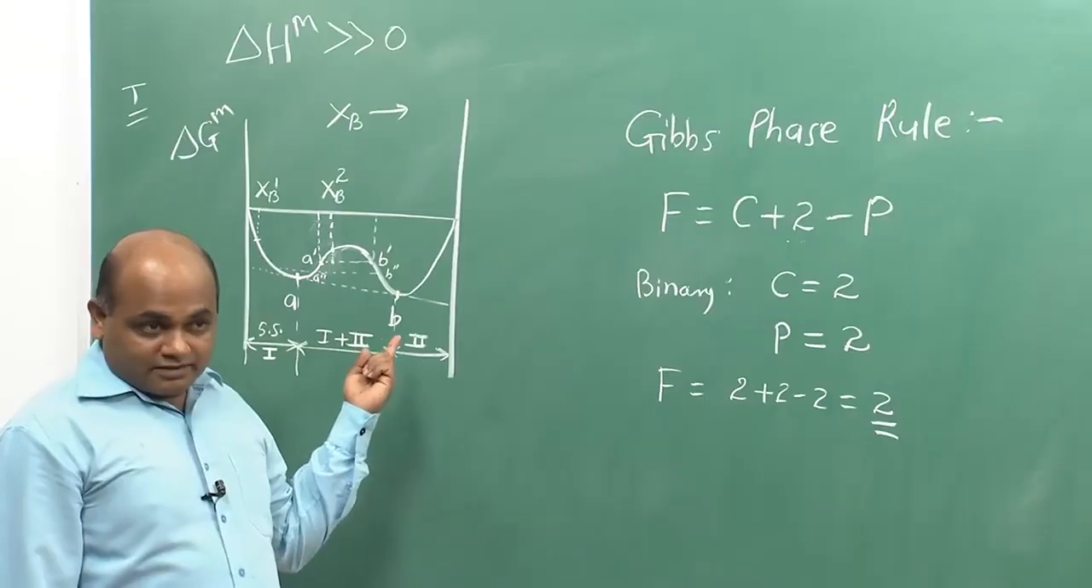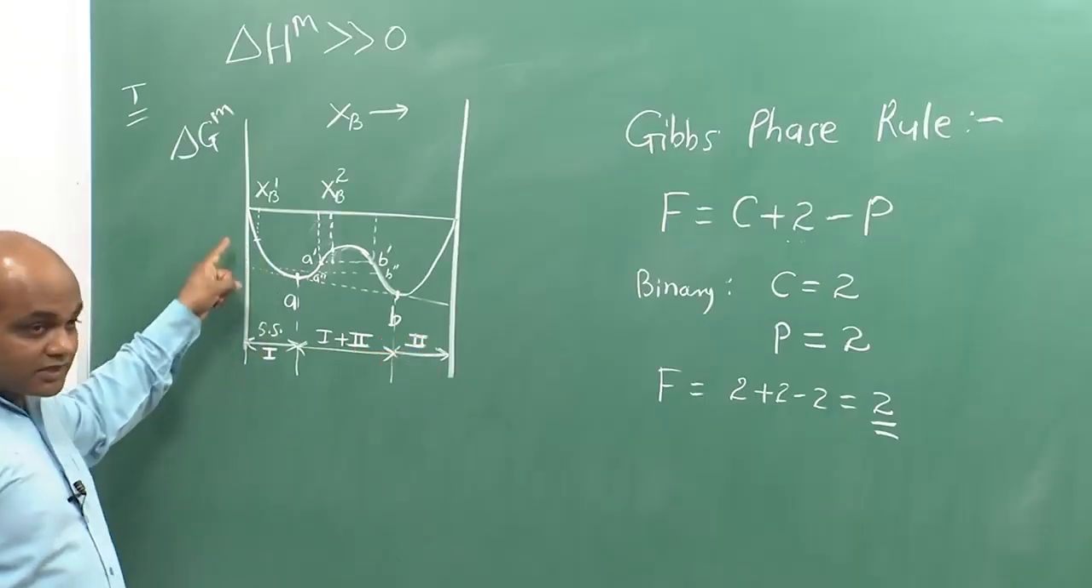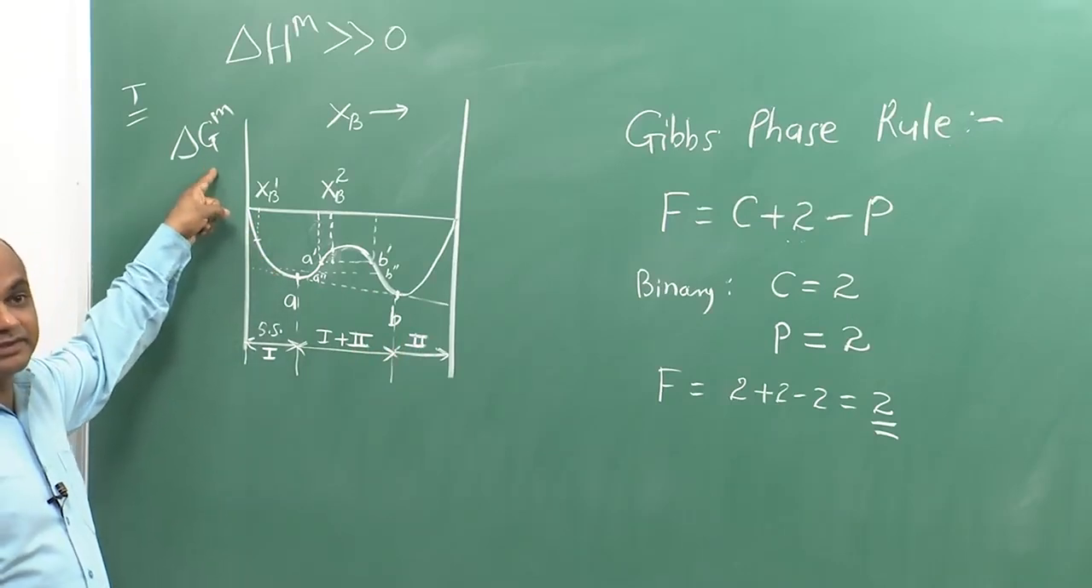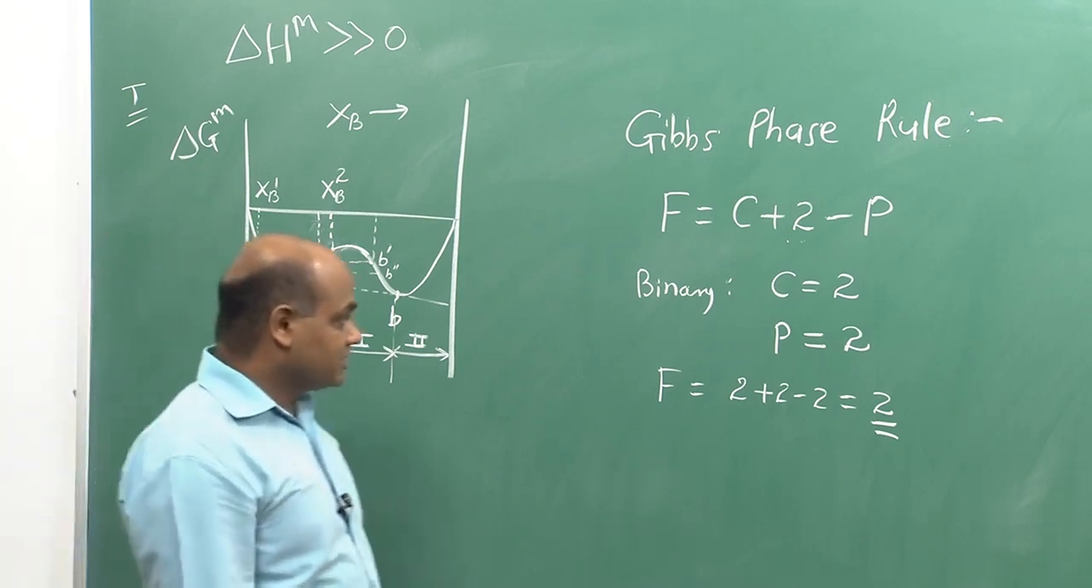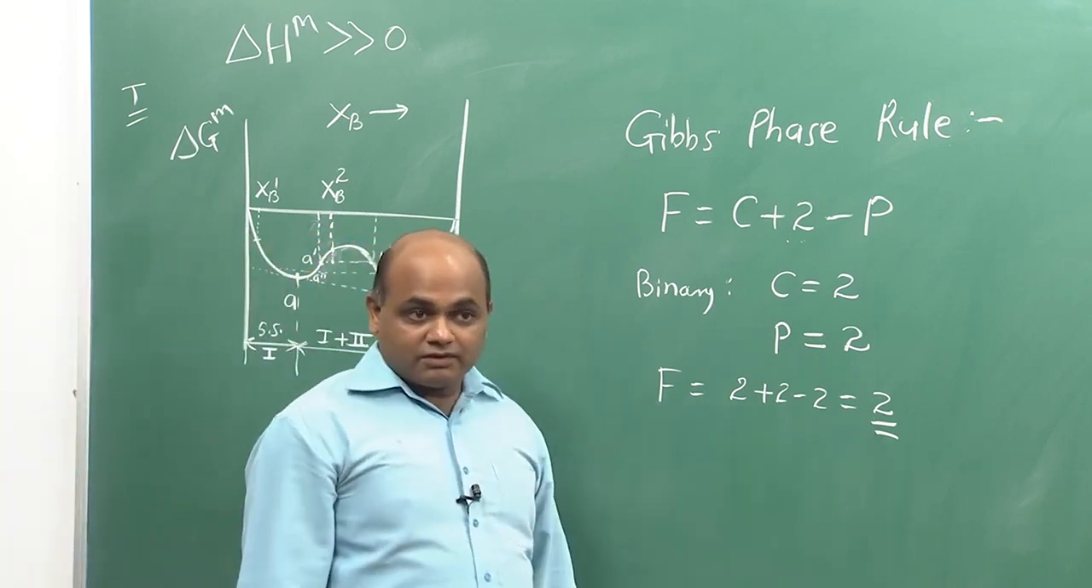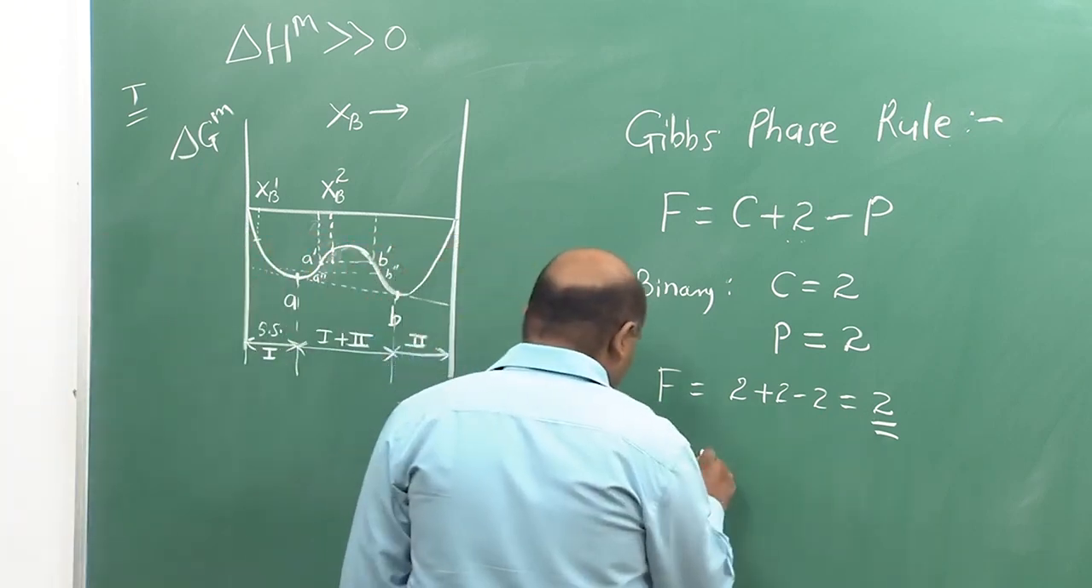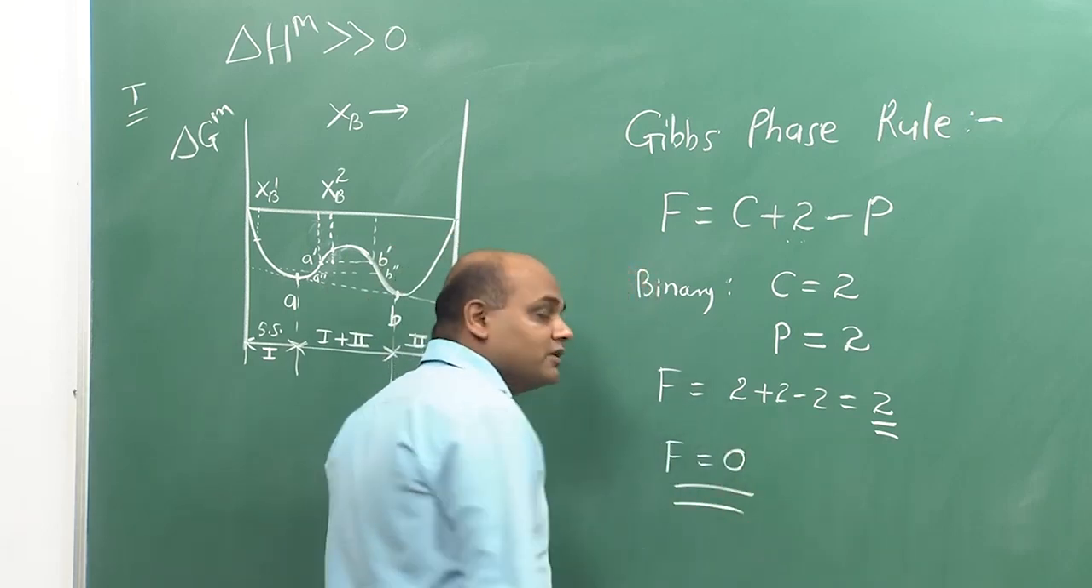Why? Because we are drawing this curve, remember, at constant temperature and constant pressure. So, both T and P are constant. So, these 2 degrees of freedom are already utilized. So, in effect, F is equal to 0.